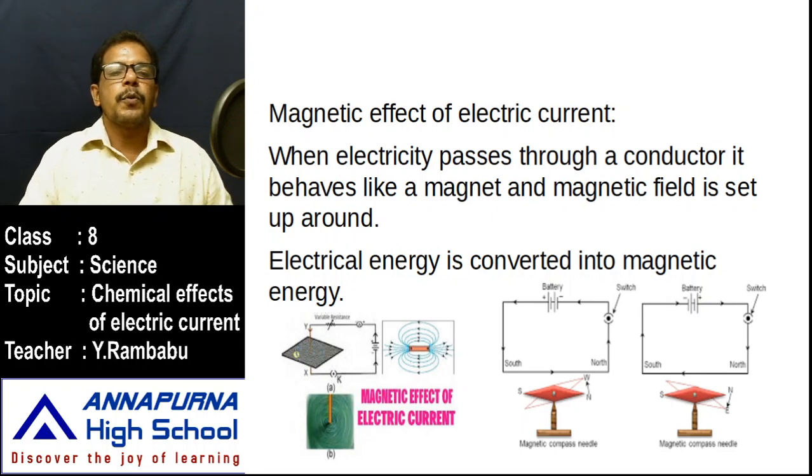First, who proved that a current carrying conductor behaves like a magnet? That means electricity and magnetism are interlinked. Oersted conducted an experiment by using a magnetic compass.